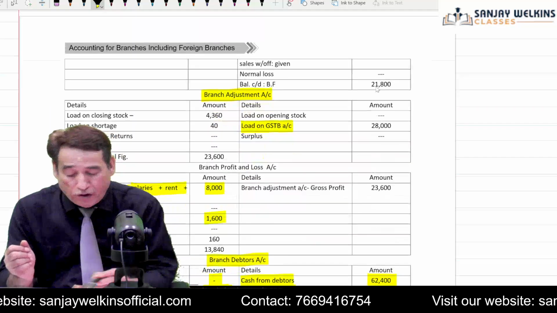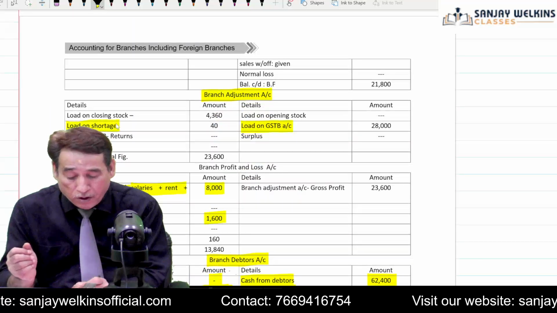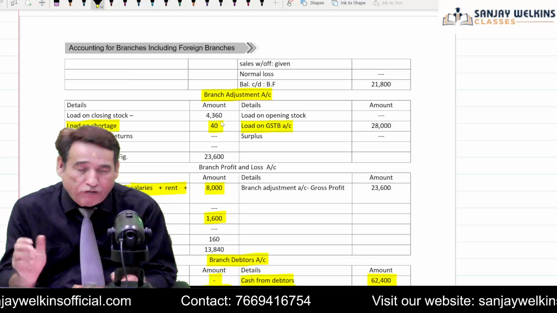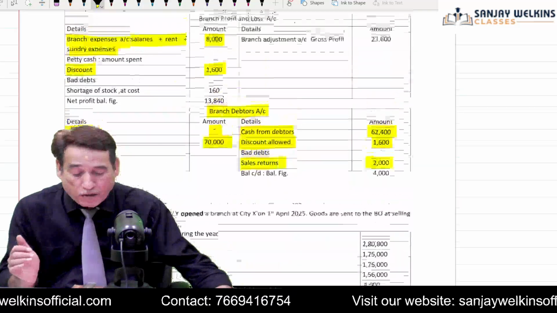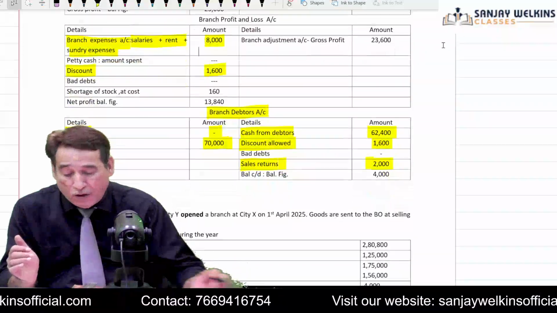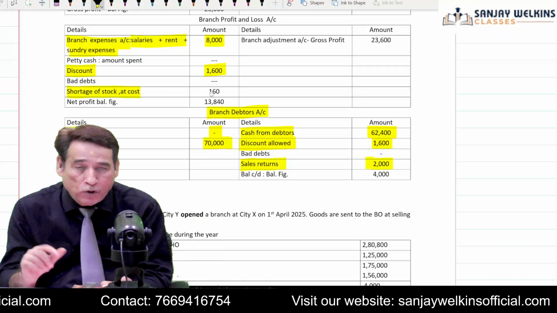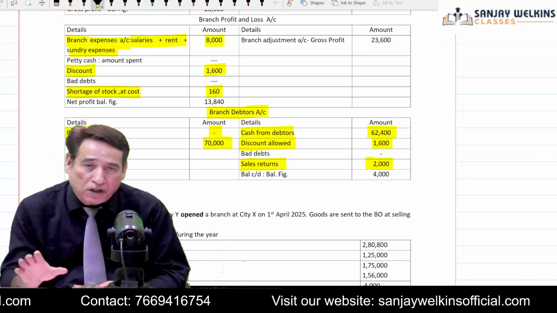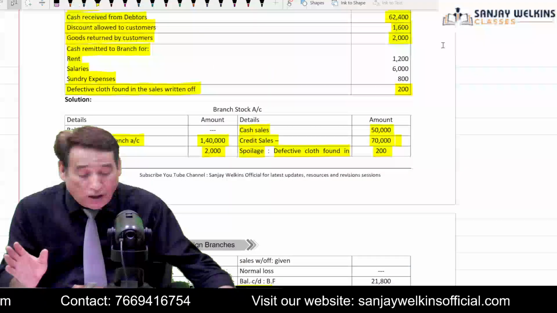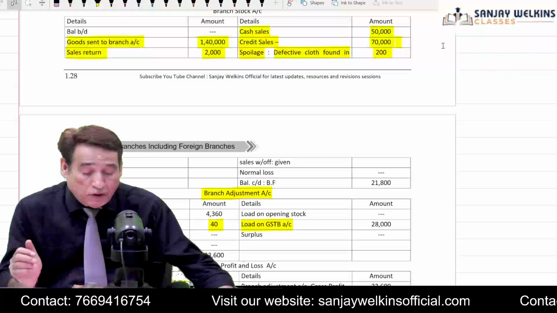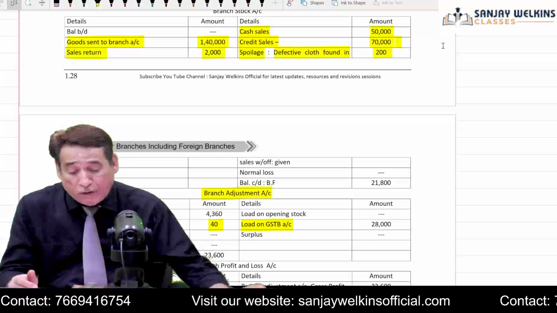First of all, you will write the loading on shortage or spoilage, whatever it is, correct? 200 into 1 by 5, 40 will be written on the debit side of the branch stock account, and in the P&L account you are going to write spoilage or shortage or deficiency at cost. 200 minus 40, 160. Is it clear to you or not? And with that we come to an end, and now we will tally our branch stock account.